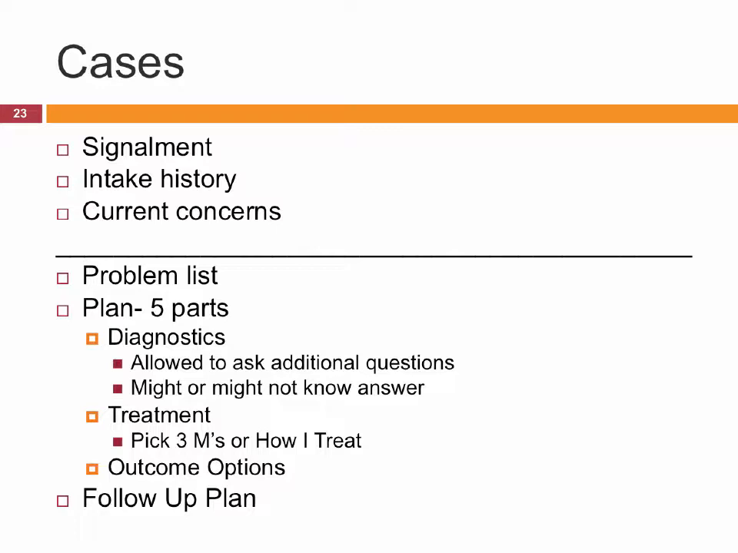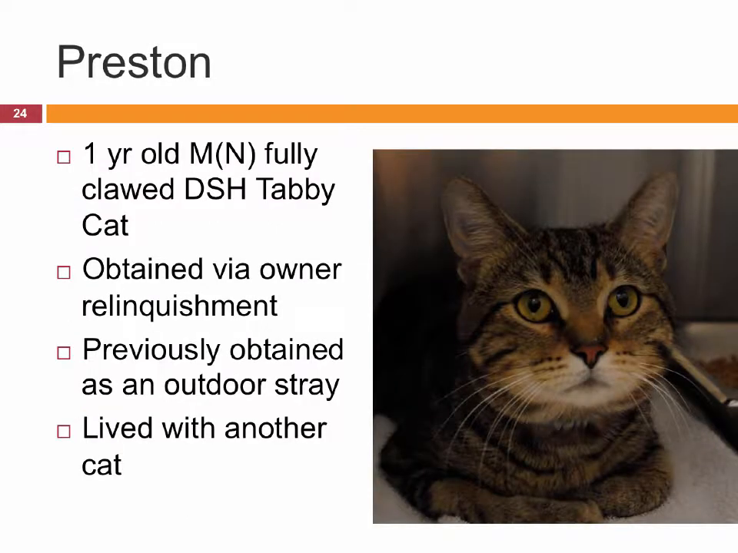So I'm going to start with Preston. I'm sad his picture's not showing up quite so great on here as it is on my computer because he's such a gorgeous cat. He's a 1-year-old, male-neutered, fully declawed domestic short-hair cat. He came to this shelter as an owner relinquishment. And what we knew about him from the previous owners is that she got him originally as an outdoor stray, brought him into her house. And there was another cat that lived in his house.